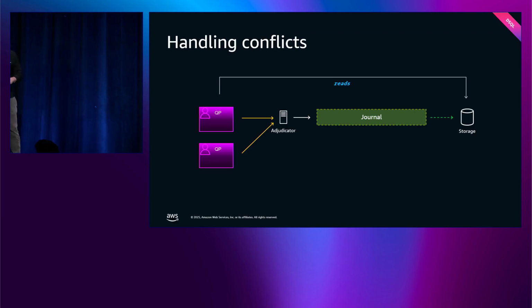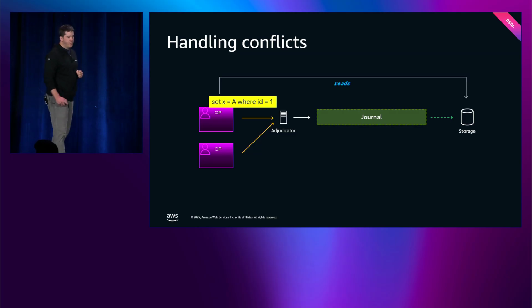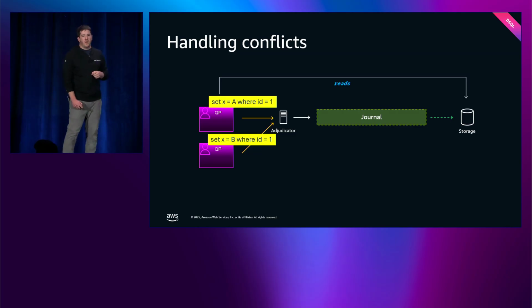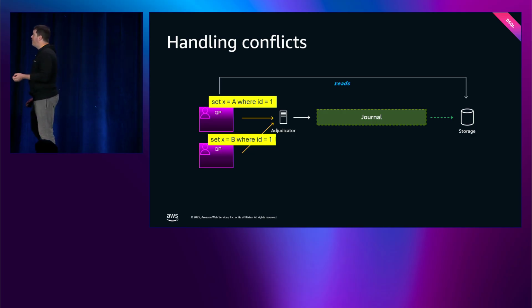And so let's dig into how we do that. First, let's talk a little bit more about that concurrency control protocol. DSQL uses a protocol called optimistic concurrency control, which makes the assumption that transactions seldom conflict with each other. But what happens when they do?